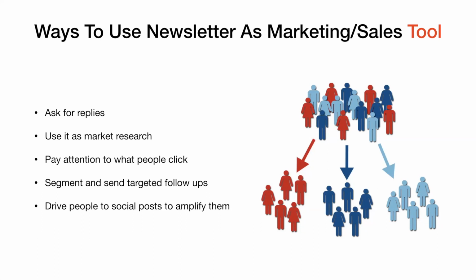You can also segment those people. Let's say I had a product about how to grow on Twitter. I could segment anyone who's clicked articles I've shared about Twitter and then email them to promote the Twitter course to them. And then also you can drive people to social posts to amplify them. This is something not enough people do. I think it's an easy missed opportunity that many people miss. People think about using social posts to promote their newsletter.